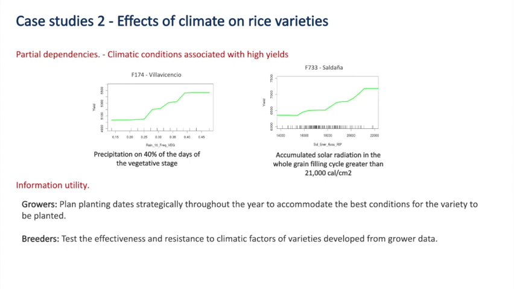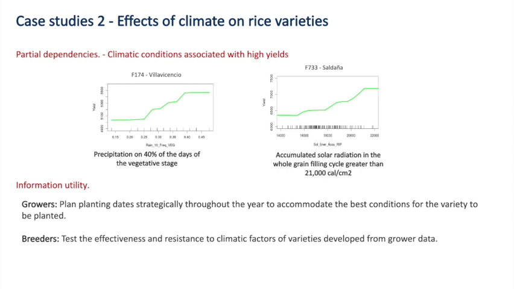So the usefulness of this information, on one side, is that the producers could determine the planting dates in the year in order to accommodate themselves to the best conditions. If they're going to plant an F733 variety, they should take advantage of the days when they sow, so that the last month coincides with the days of high solar radiation to obtain the best possible yield.